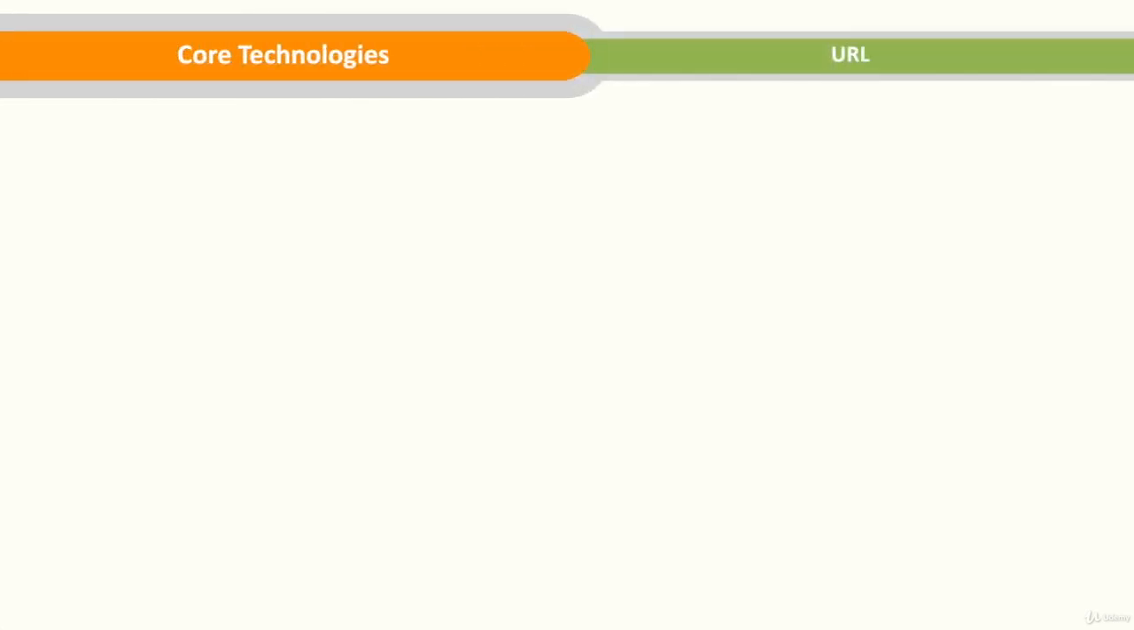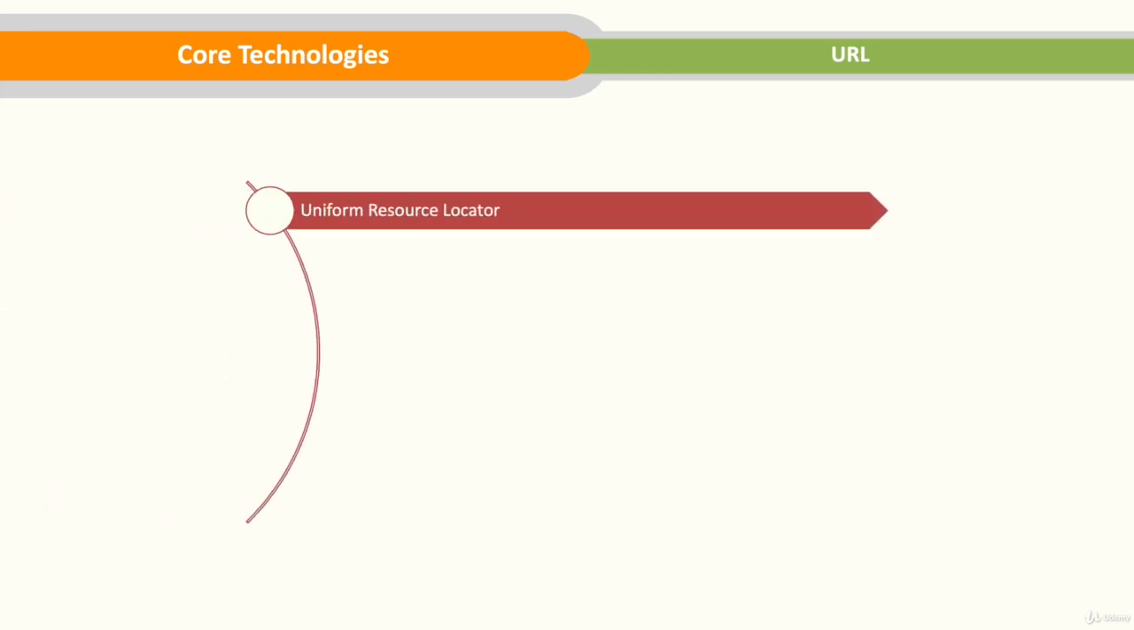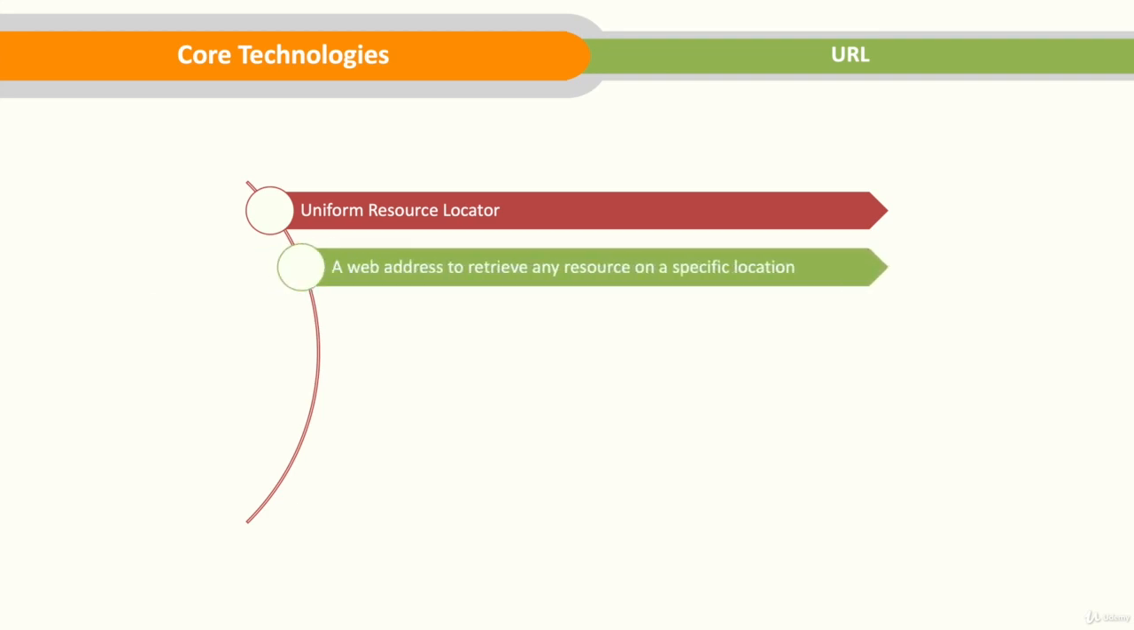URL. Now, another basic term, URL. URL is an abbreviation for Uniform Resource Locator. URL is generally called a web address because with a URL, you can retrieve any resource at a specific location. So if you type a URL into your browser's address bar, the browser will analyze this URL and detect where to go in order to find the resource that you have requested.